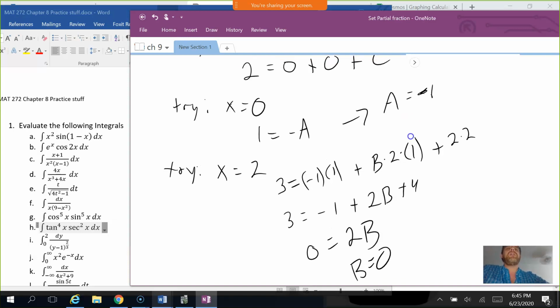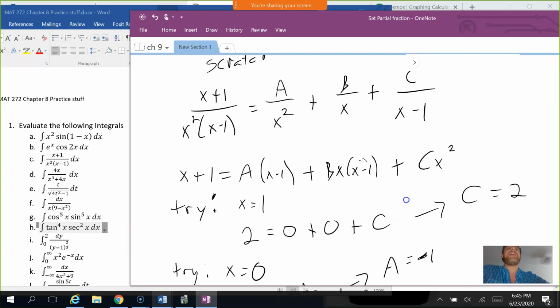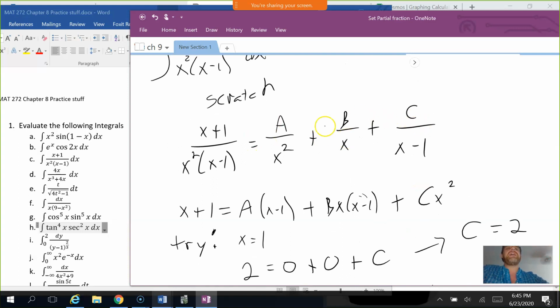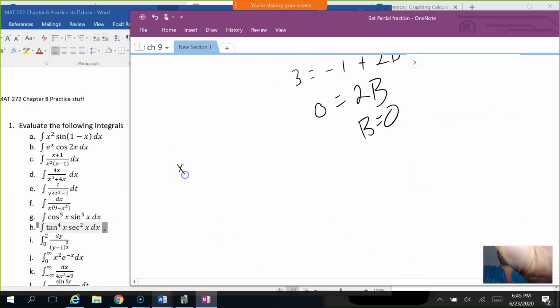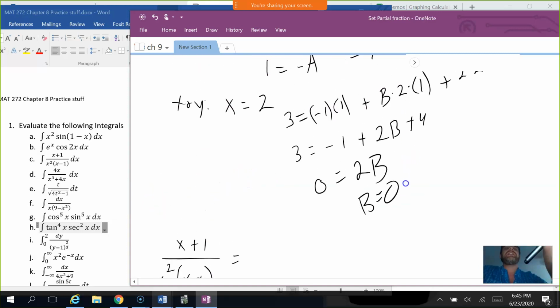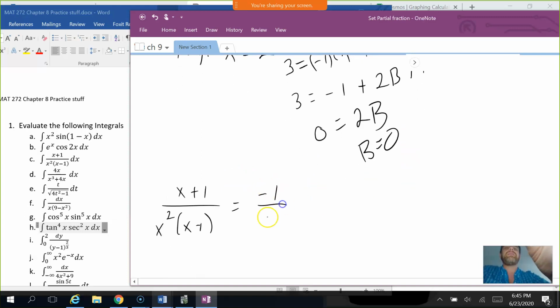Okay. What all this tells me is that now that I have my a, my b, and my c, I can plug them back into this: a over x squared plus b over x plus c over x minus 1. So that fraction we started off with, x plus 1 over x squared times x minus 1, will break down into a, which was negative 1 over x squared, plus b, which is just 0, so that whole term is 0, plus c, which was 2 over x minus 1.